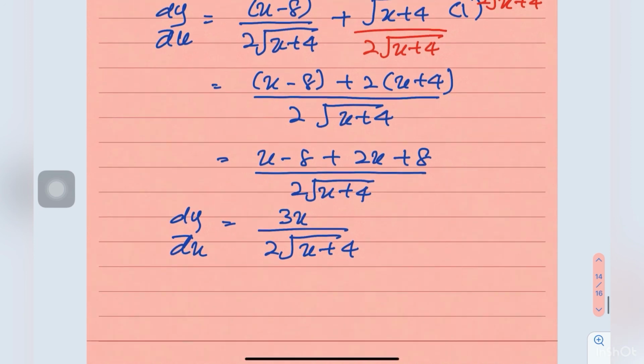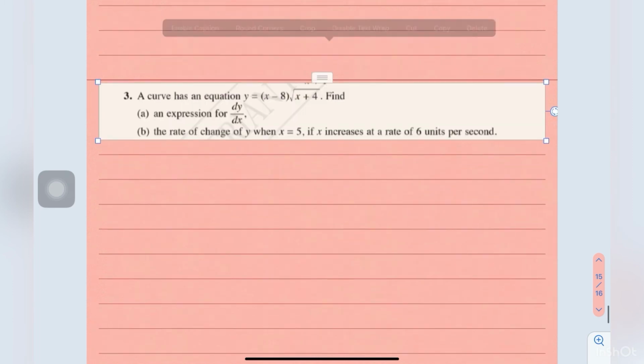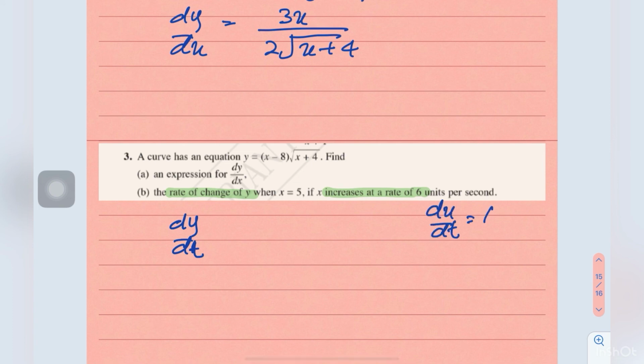Okay, so for question B, the rate of change of y. Okay, the clue is rate of change of y, meaning that dy/dt, if x increases at a rate of 6. So here we have x increases at a rate of 6. Okay, here is dx/dt equals 6.